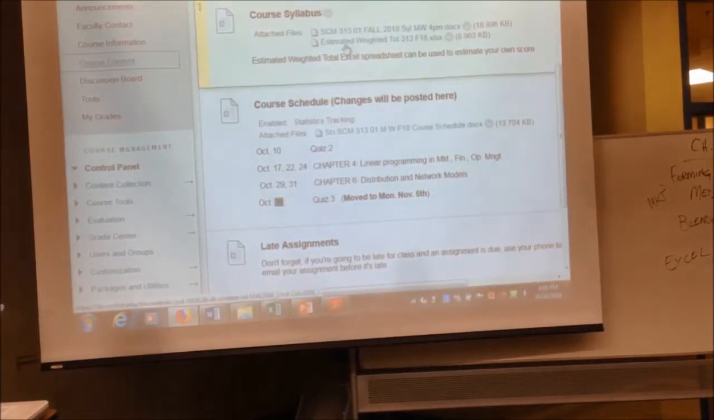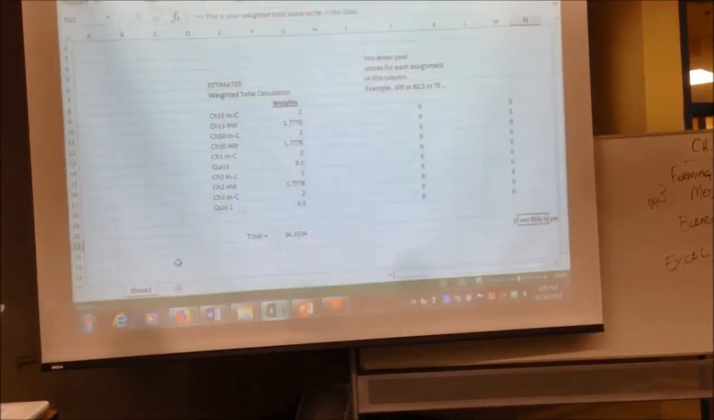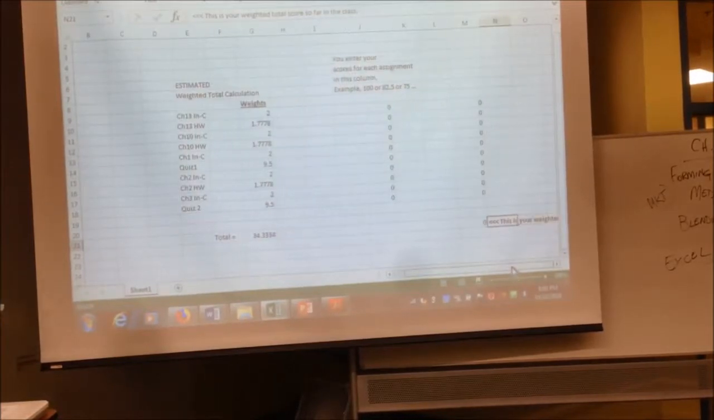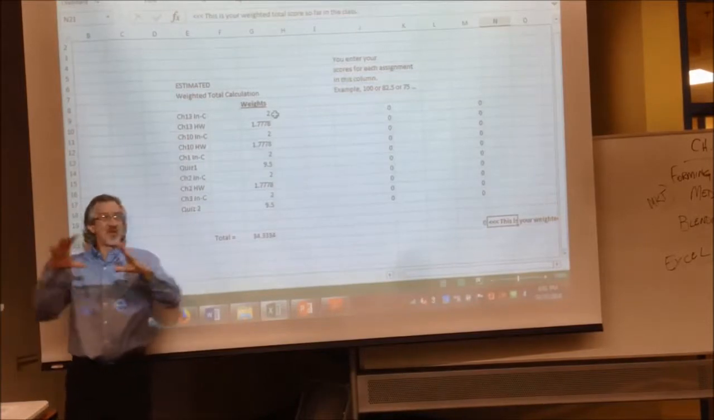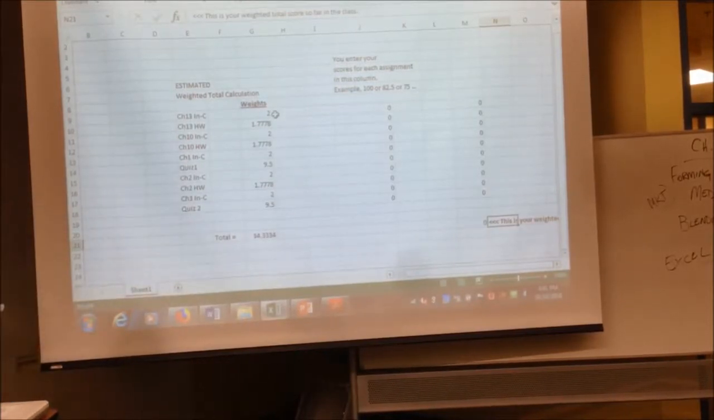Also, right up here, I posted this spreadsheet called Estimated Weighted Total. If you open it up, it looks like this. I went ahead and put my guess of what the weights would be for every in-class assignment and every homework. For example, the in-class assignments on your syllabus say 20% of your grade. I guessed that we might have 10, so I divided by 10. That's how I got the 2% or 2 points out of 100 for each one of the in-class assignments. 1.7778 or whatever I'm rounding for the homework assignments, and then 9.5 for the quizzes.